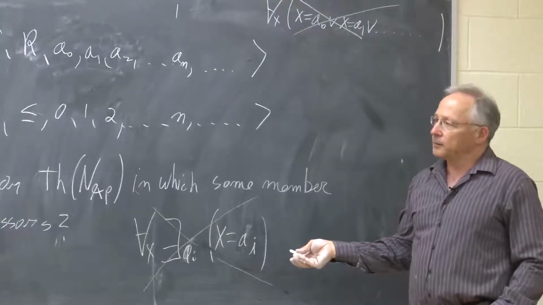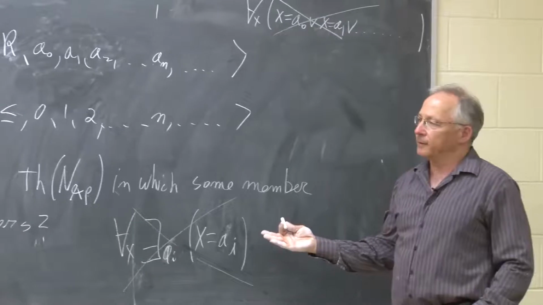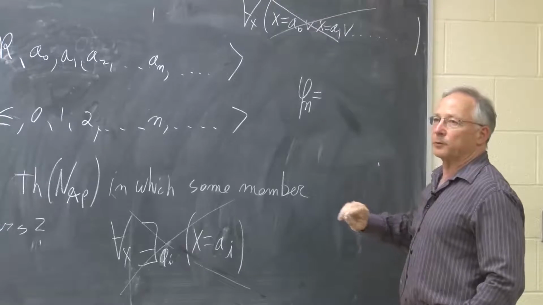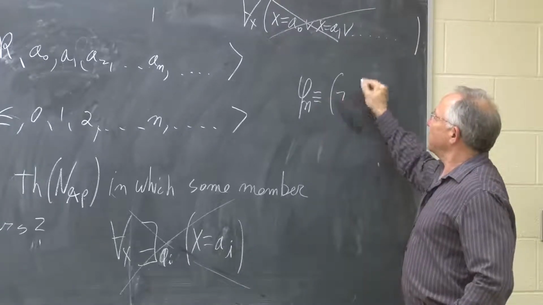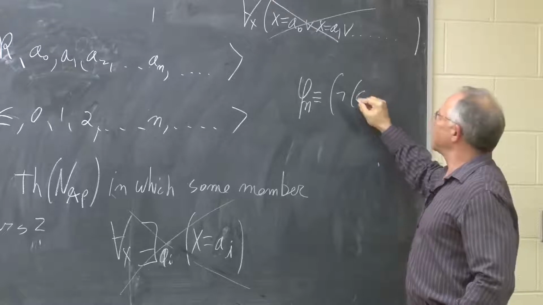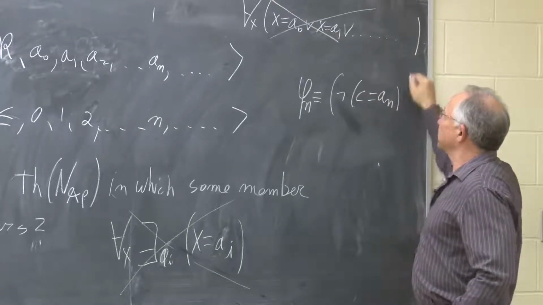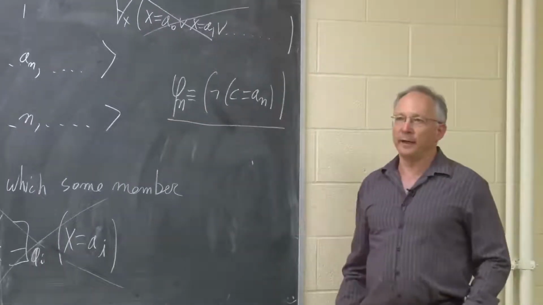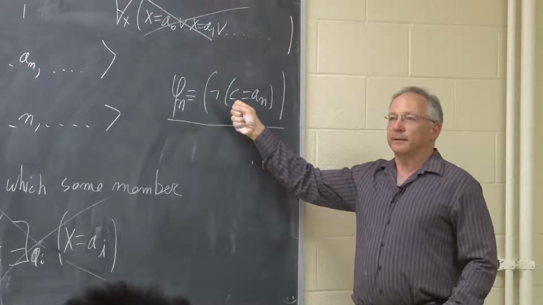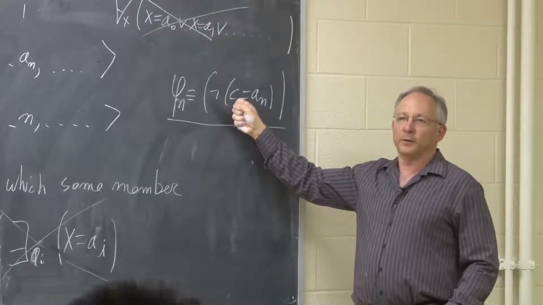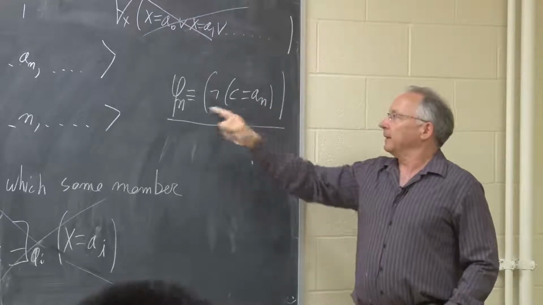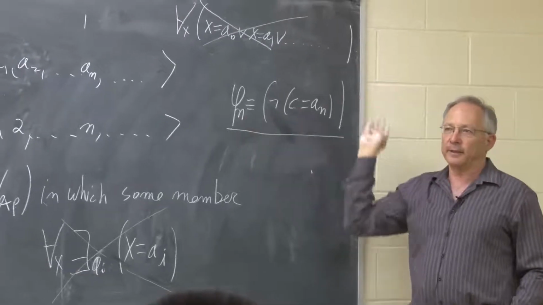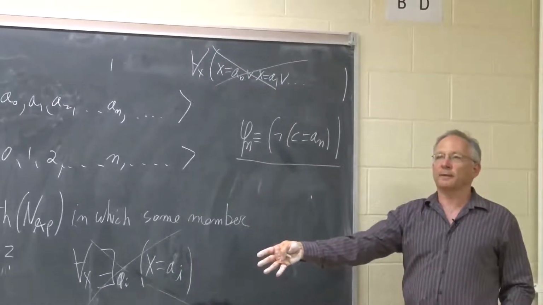And now, in order to build a non-standard structure, it will be even simpler. All I will have to say is my new phi n's will just have to be: it's not the case that c equals an. That's all. My requirement phi n will be that c, the new element in the new language, is not an. For each n, I will have a formula phi n. If I satisfy all of them, my c must be a new guy.